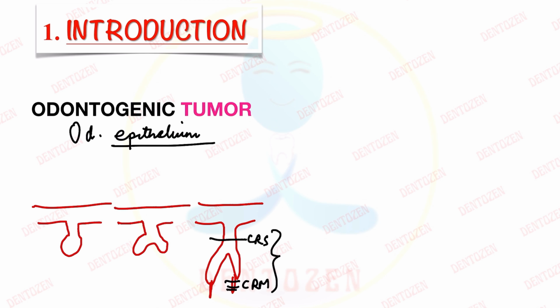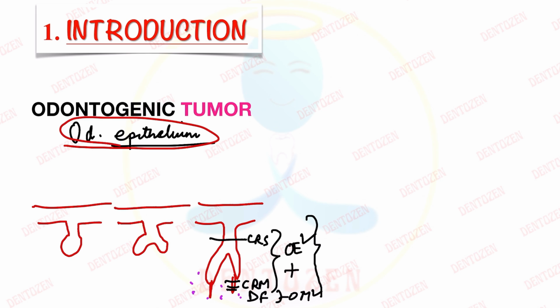Why am I stressing on the word epithelium? Because there are certain odontogenic tumors which can arise from dental follicle, which is a type of odontogenic mesenchyme. Some odontogenic tumors can arise from both odontogenic epithelium and odontogenic mesenchyme. So the classification of odontogenic tumors will be taken in a separate video. But for here, you can remember that ameloblastoma is arising from the odontogenic epithelium.